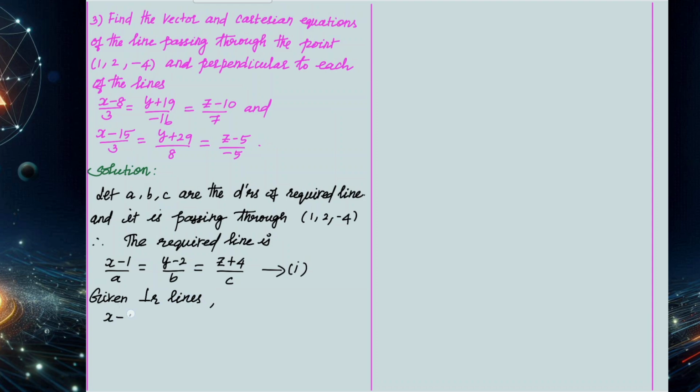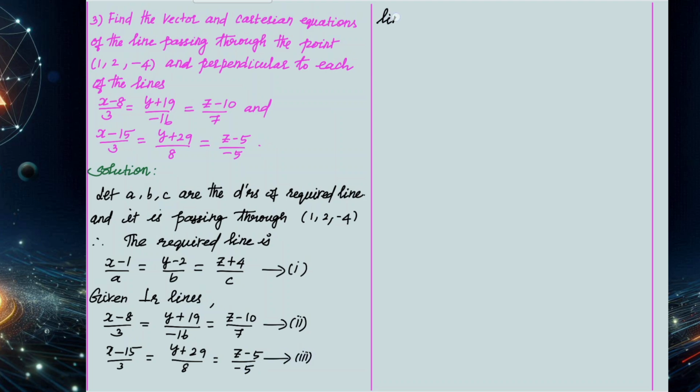Given perpendicular lines are (x minus 8)/3 equals (y plus 19)/minus 16 equals (z minus 10)/7. Let us take this one as equation number 2. And the given one more line is (x minus 15)/3 equals (y plus 29)/8 equals (z minus 5)/minus 5. This is equation number 3.